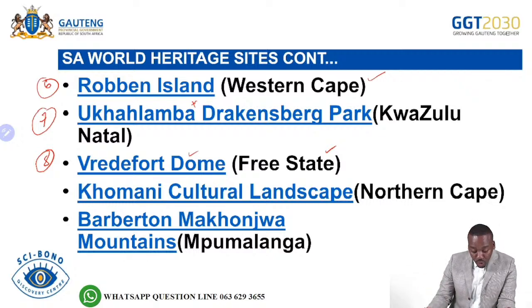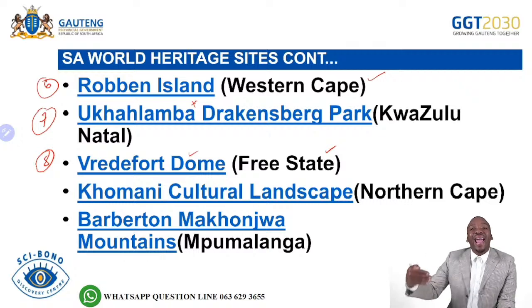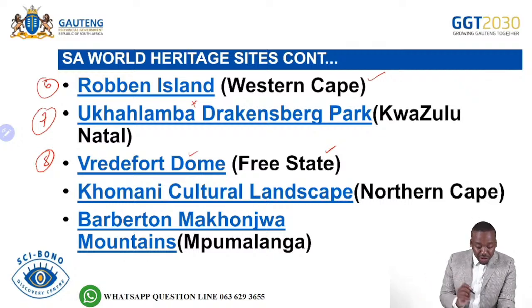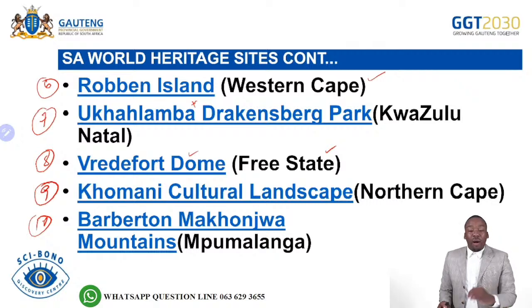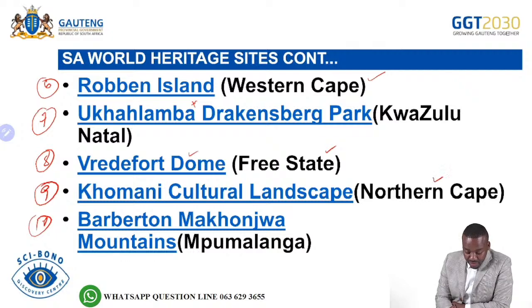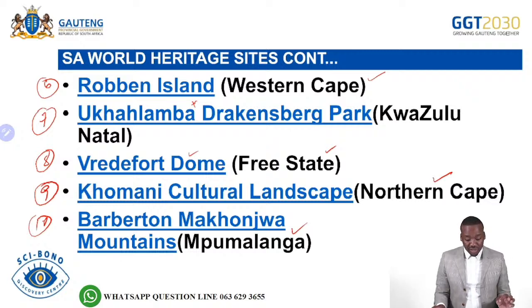But the up-to-date one, we also have some of the World Heritage Sites or the attractions that were added after CAPS was introduced. So the additional ones, we've got what? Khomani Cultural Landscape, and then we also have what? Barberton Makhonjwa Mountains in Mpumalanga. Khomani Cultural Landscape, they are located where? In Northern Cape, and then Barberton Makhonjwa Mountains, they are located in Mpumalanga province, right?